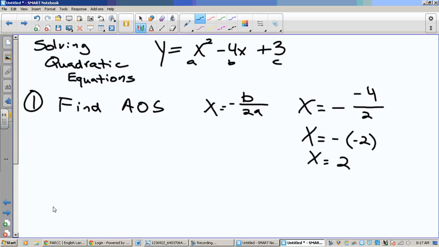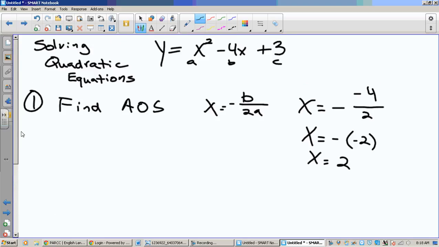A vertical line, no matter what y is, x equals 2. All right, so what's our second step? We have our axis of symmetry. That's what cuts our parabola right in half. What's next? Yes, sir. Identify if there's a maximum or a minimum.